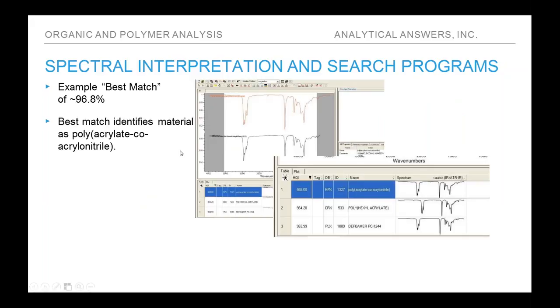Spectral interpretations and search here. If we just blindly take the first hit out of here, this library search program said that our hit was a polyacrylate coacrylonitrile, and it said it had a hit quality of 968. The particular software we use ranks everything from 0 to 999. If we round it off, let's just say this is percent quality of 96.8. Wow, it's a really high number, isn't it?